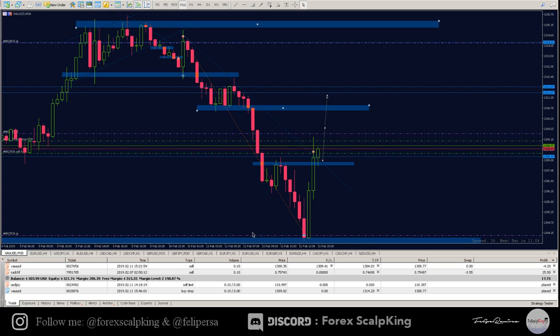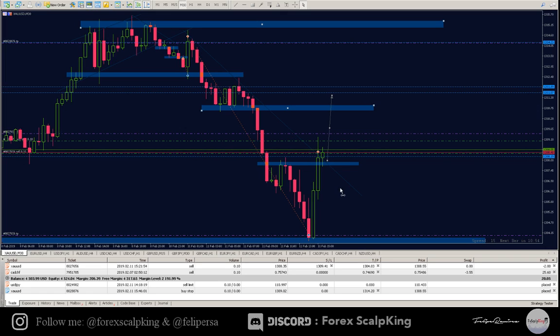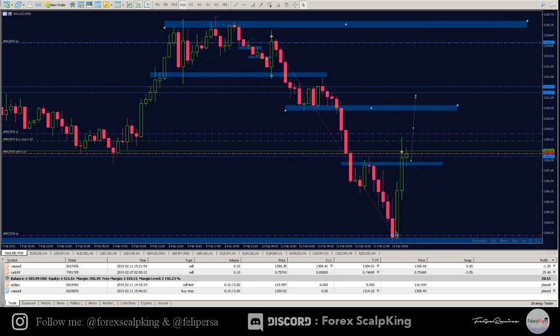And well, there you have it, guys. This is your analysis on why I took this short, why I closed here, why I took this short, why I closed here, and now why I'm taking this short. I'm putting my take profit here because nothing guarantees it is going to break that support.